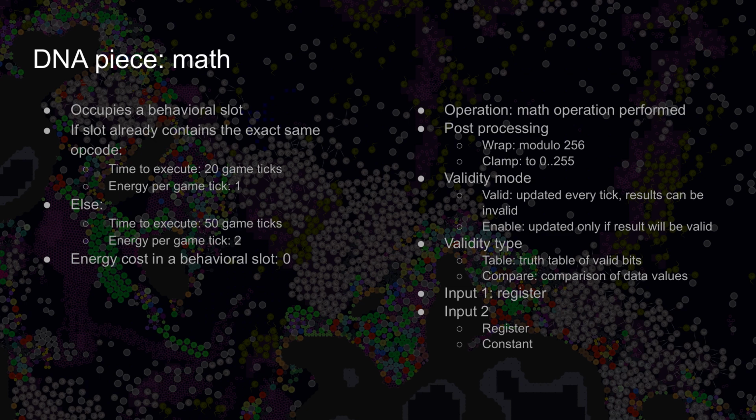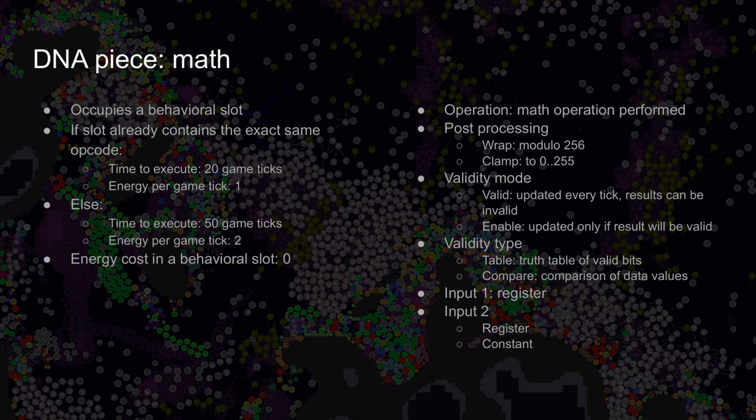This DNA piece is a behavior slot opcode. After executing it as a DNA, it will occupy a behavior slot and will produce a new output register value every game tick. It takes 50 game ticks and 2 energy per tick to execute as DNA, except if the slot already contains the exact same opcode. Then it takes just 20 game ticks and 1 energy per game tick. In the behavior slot, it requires no energy to use.